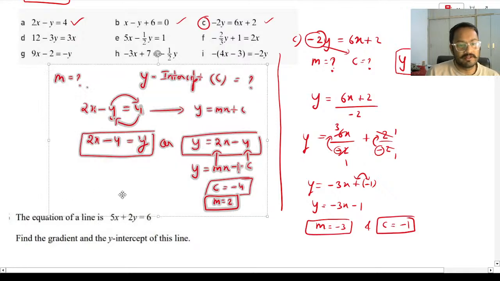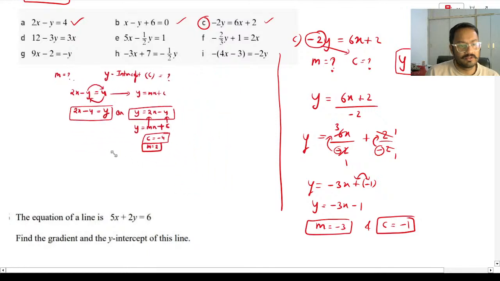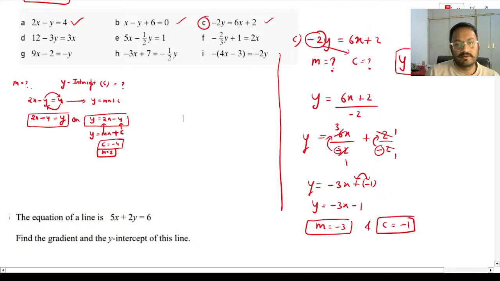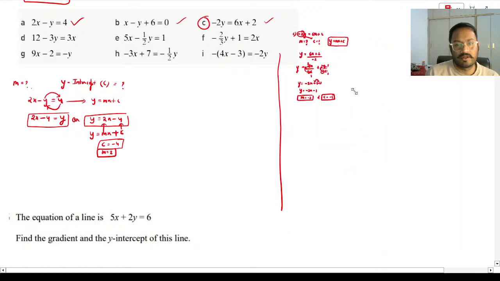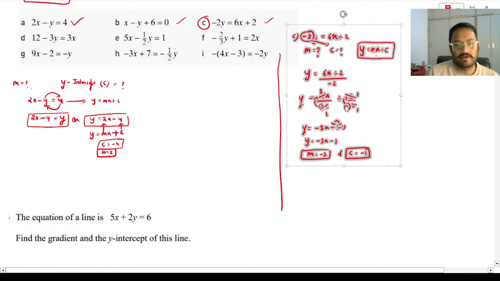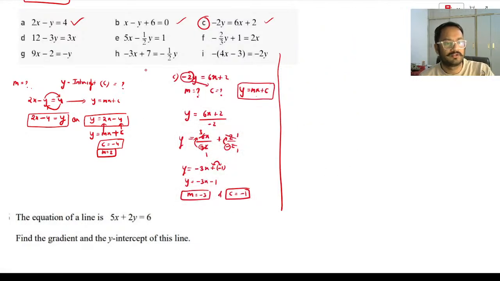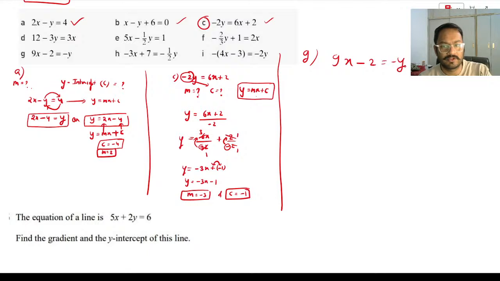Now I am helping you out with another question. I will just make it small and keep it here. This we have done, the C part. I'll make it small and keep it here so you can understand how we have done it. Now we can do one more part. Okay, so this is our C part, this is our A part, and right now I can do the G part. So the G part is quite easy: 9x minus 2 is equal to minus y. Let's see who can answer this.